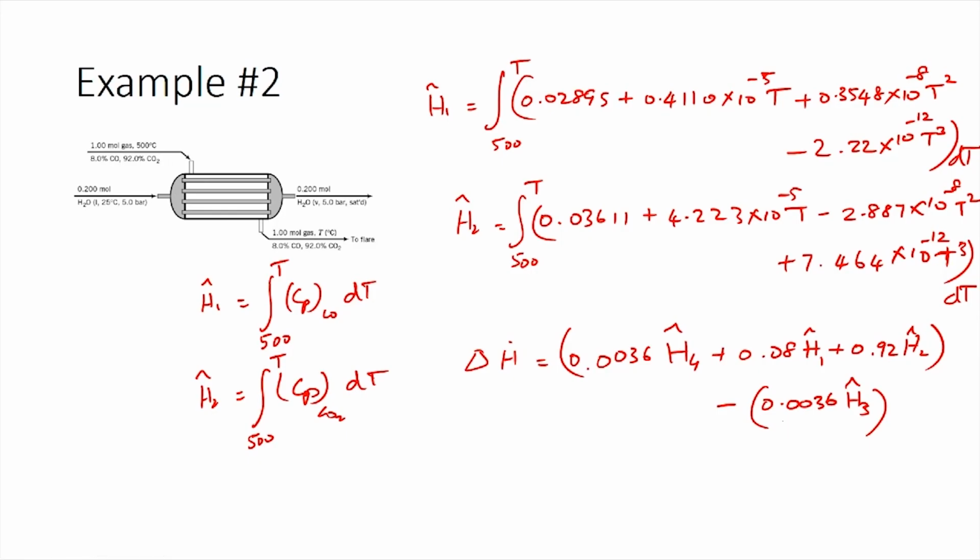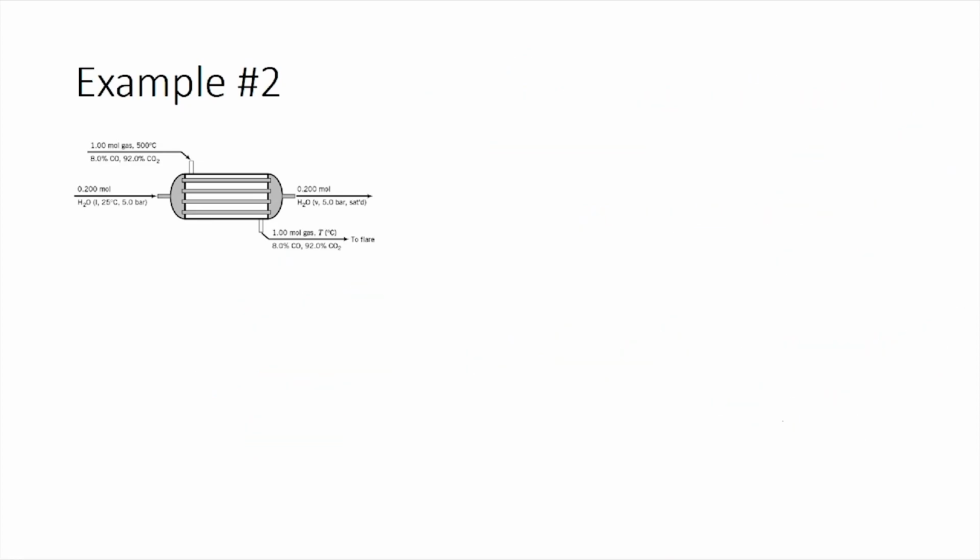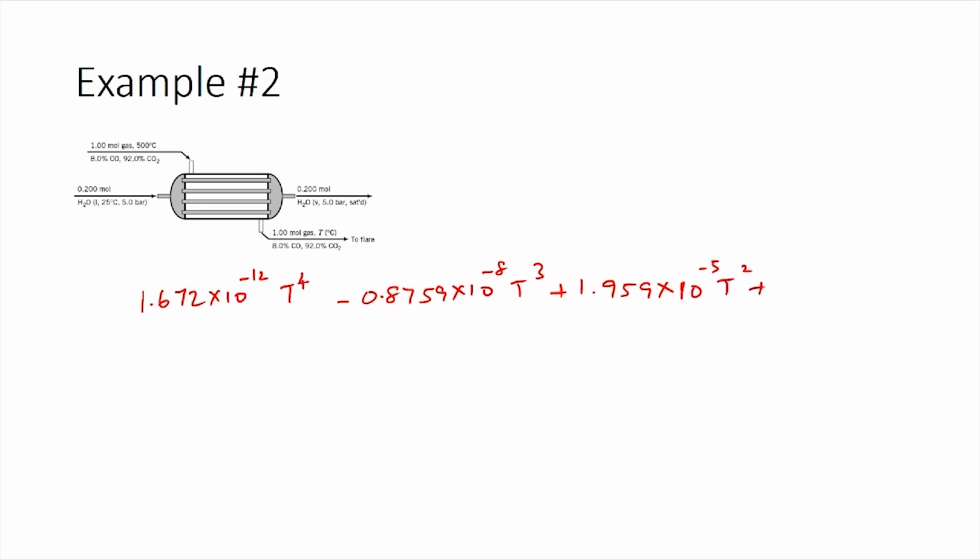With this equation we would end up with a fourth order polynomial of temperature, which would be 1.672 times 10 power minus 12 T power 4 minus 0.8759 times 10 power minus 8 T cube plus 1.959 times 10 power minus 5 T squared plus 0.03554 T minus 12.16 equals 0. This is the fourth order polynomial that needs to be solved to get the value for temperature.